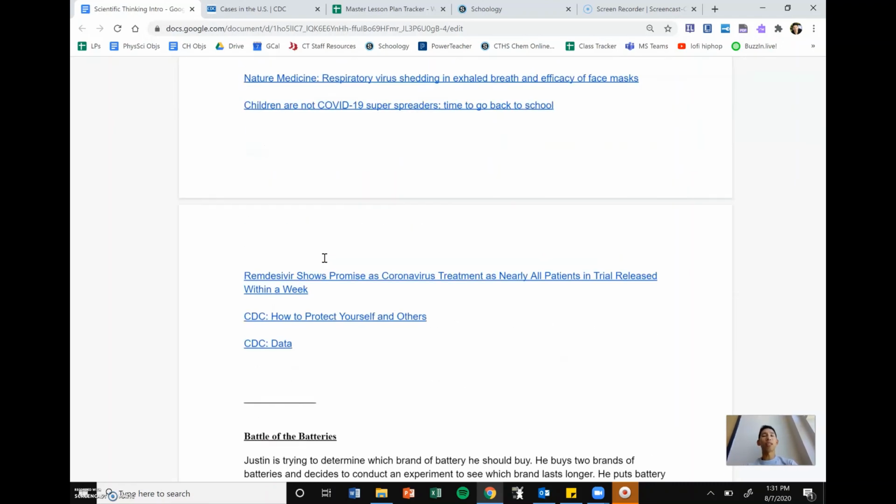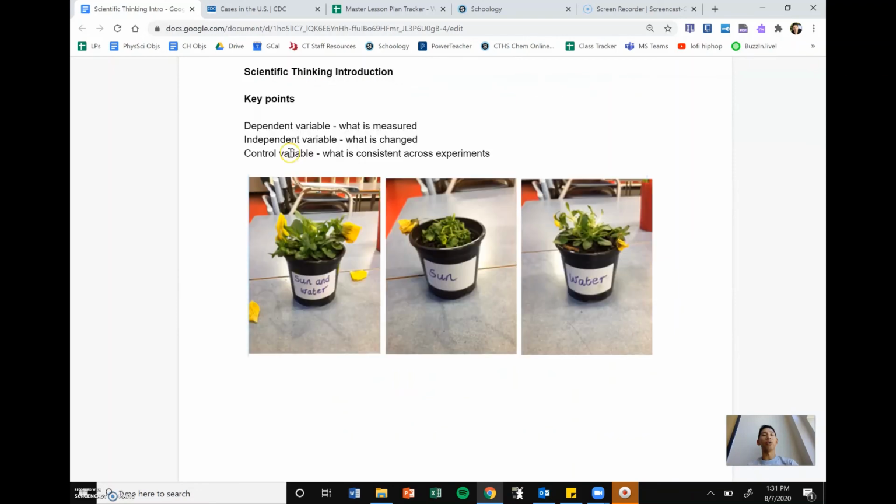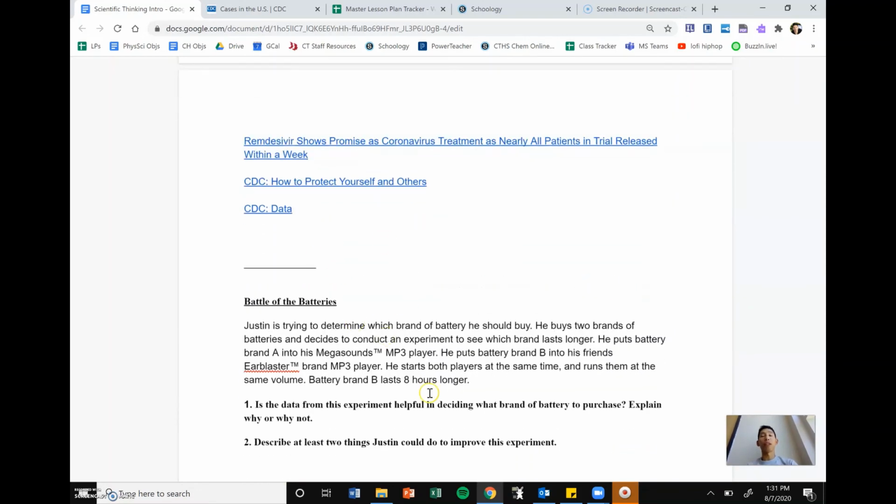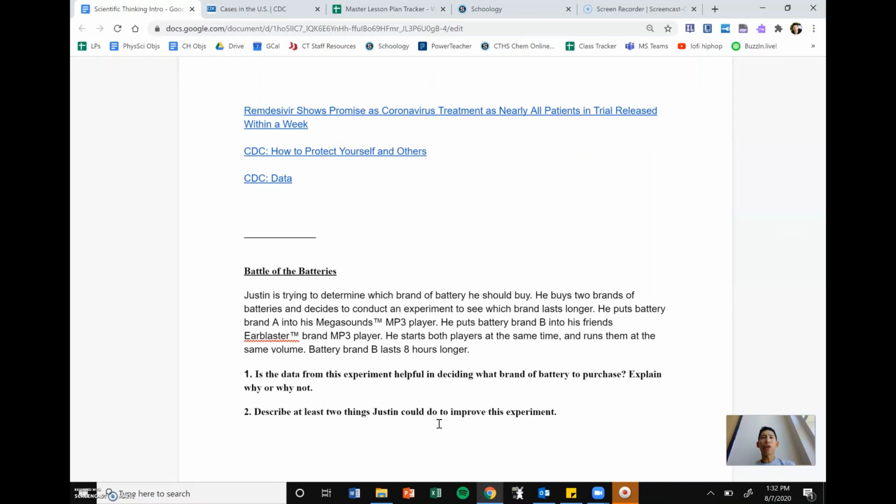So that's just one example of how we identify and use the independent, dependent, and control variable to determine whether or not their conclusions are sound. Keep practicing it. I'll answer questions in class, and hopefully you're on your way to be able to determine whether or not a certain type of scientific information is good or bad.